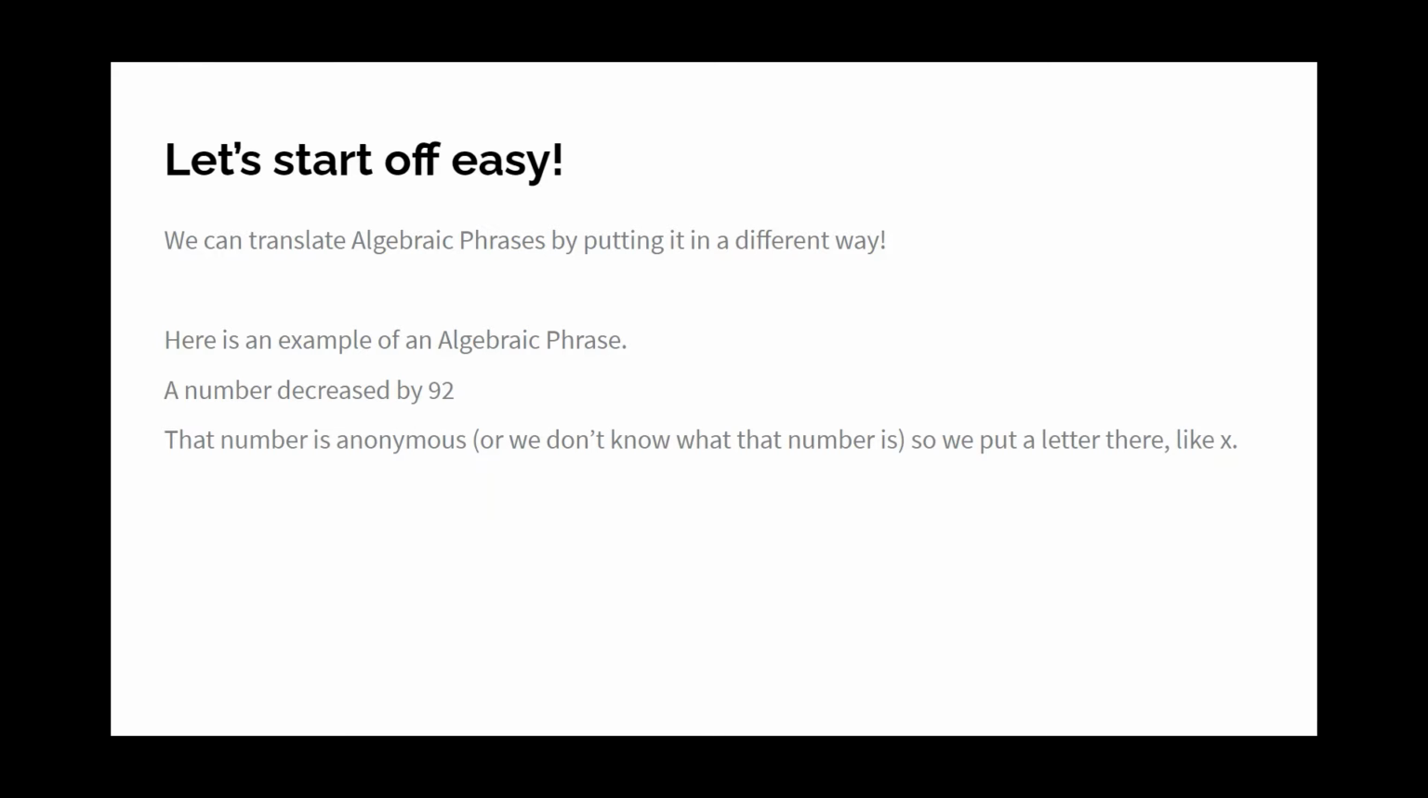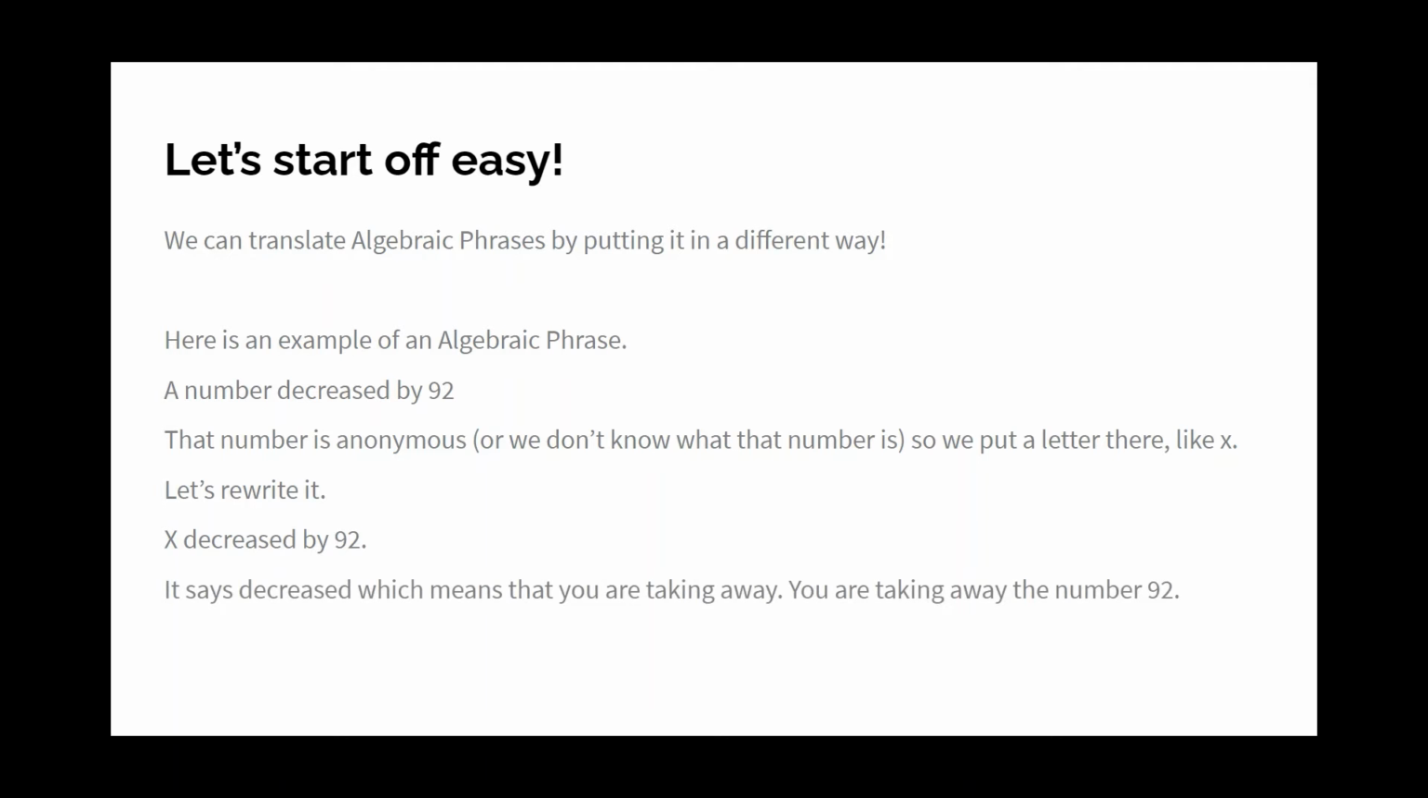The number is anonymous, or we don't know what the number is, so we can put a letter there, like X. So now we'll rewrite it. X decreased by 92. It says decreased, which means that you're taking away the number 92. So your answer would be X minus 92.